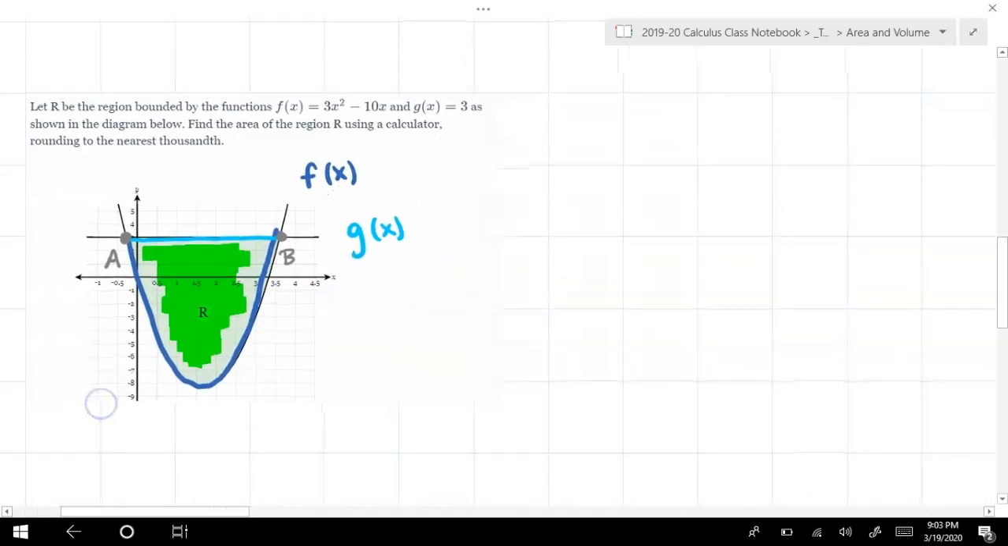So I'm going to go ahead and set this up algebraically before I use my calculator. So I'm going to go from a to b. G of x is the top function. F of x is the bottom function.